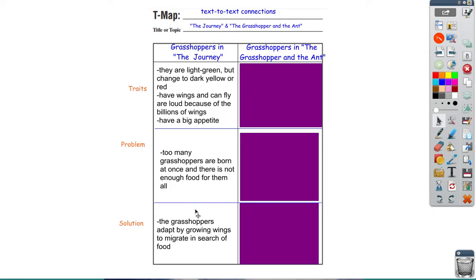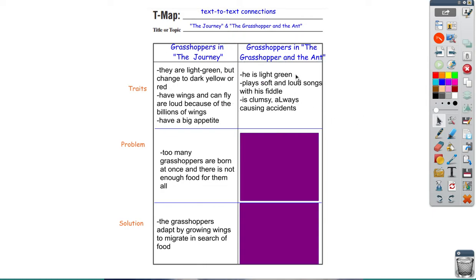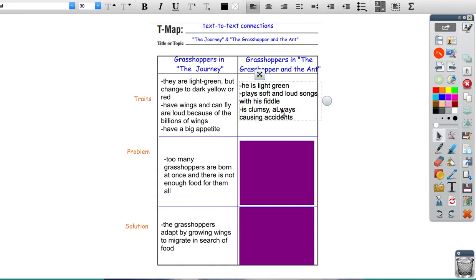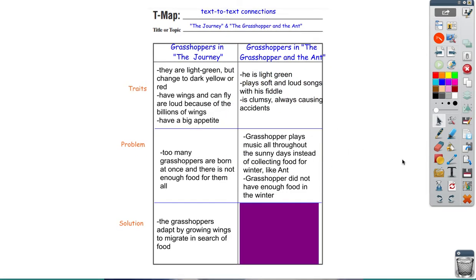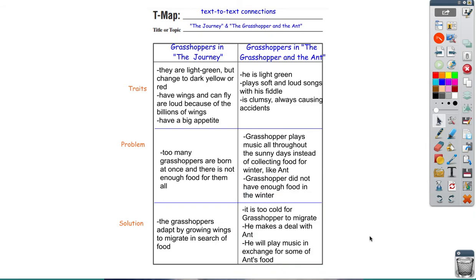You already have the traits, problem, and solution for the grasshoppers in the journey migration stories. Now let's take a look for the fable, the grasshopper and the ant. You should have that the ant is light green. He plays soft and loud songs with his fiddle. He's clumsy and always causing accidents. Under his problem, you should have that grasshopper plays music all throughout the sunny days instead of collecting food for winter like ant. And that grasshopper did not have enough food in the winter.